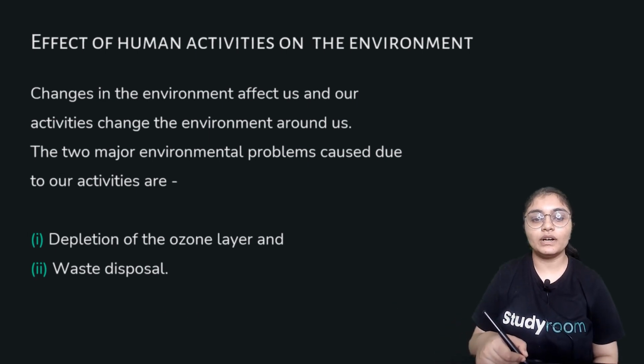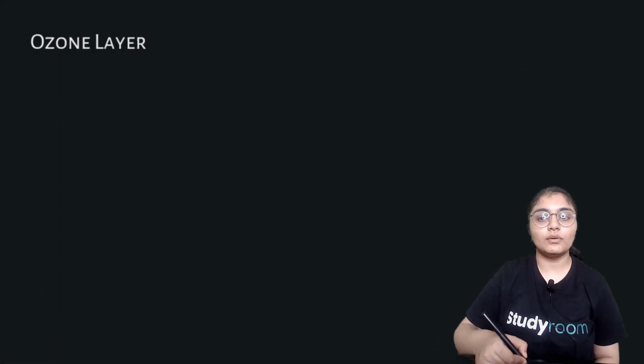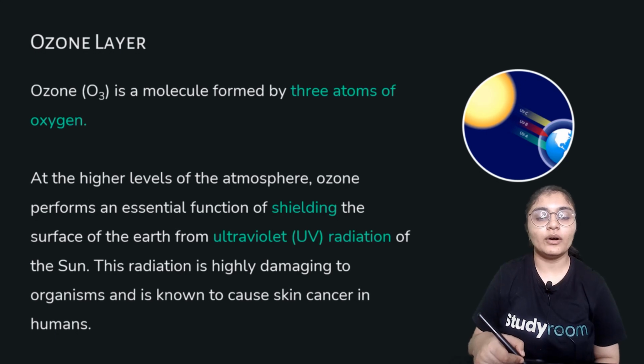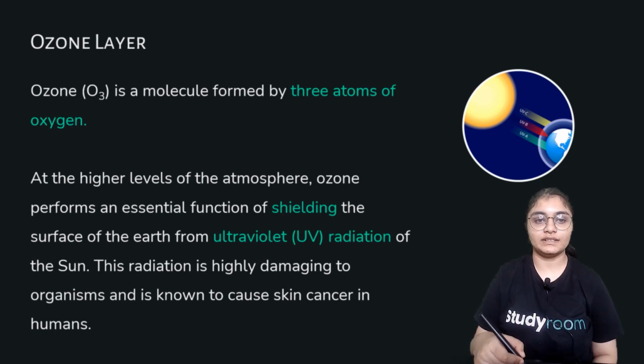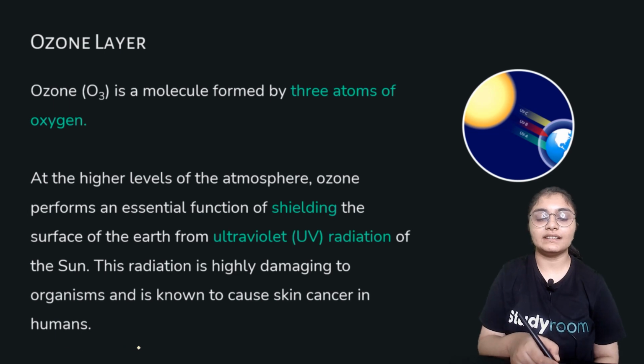So let us see what this ozone layer is and how the depletion of the ozone layer is affecting our environment. Ozone is a molecule formed by 3 atoms of oxygen. At the higher levels of the atmosphere, ozone performs an essential function of shielding the surface of the earth from ultraviolet radiation of the sun. This radiation is highly damaging to organisms and is known to cause skin cancer in humans.